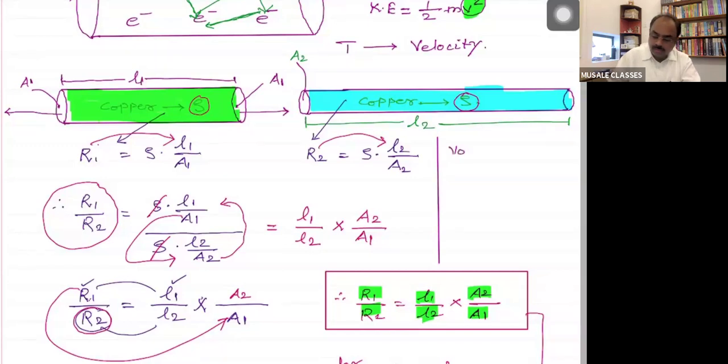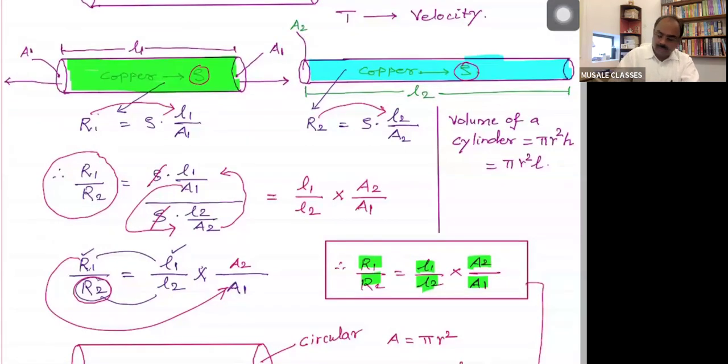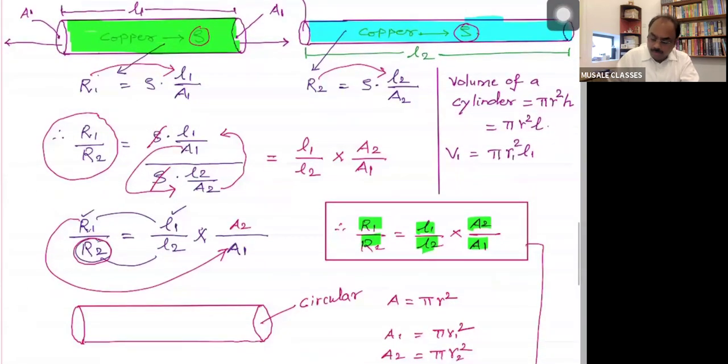What is the volume of a cylinder? Volume of a cylinder is pi r square h. Here h will be L. So pi r square L. And for the first conductor, if the volume of the first conductor is V1, it will be pi R1 square into L1. And the volume of the second conductor will also be, instead of considering V1, I'll consider V only. Both will be having the same volume. So V is equal to pi R2 square into L2.